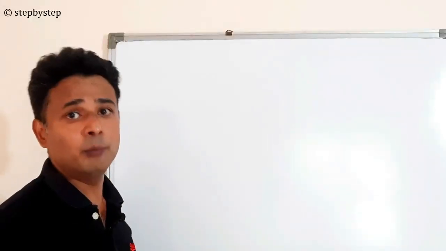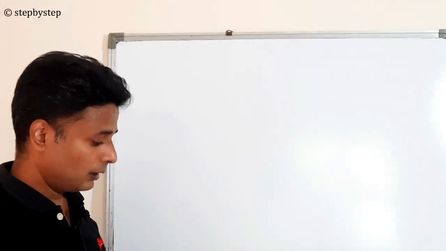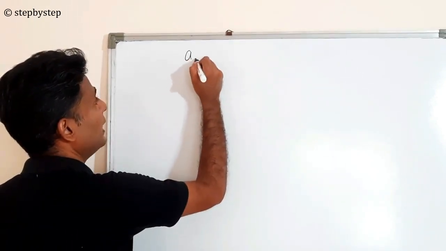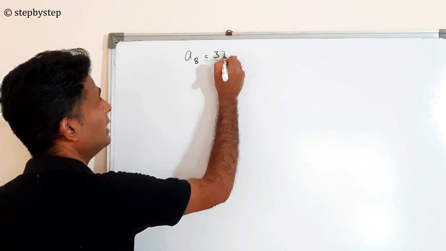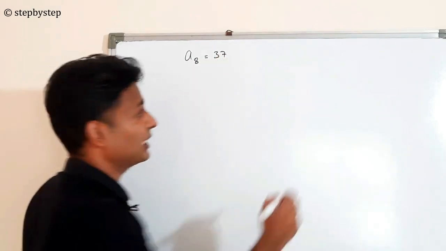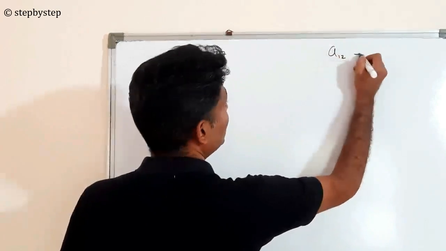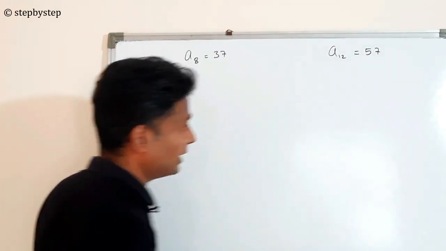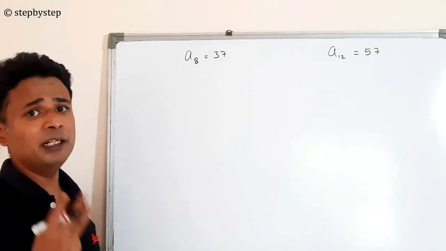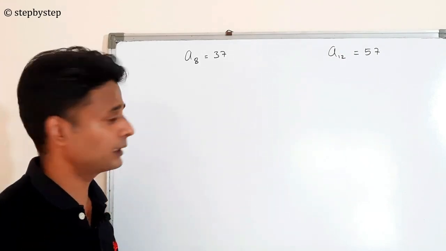Okay, now question number 4. The 8th term of an AP is 37. So they have given us A of 8 equal to 37 and the 12th term is 57. So A of 12 is 57 and they have asked us to find the AP. Whenever they ask you to find the AP, remember you have to find the first 3 terms at least.